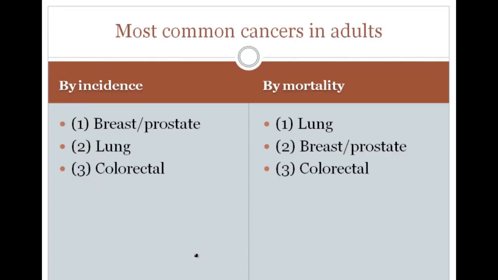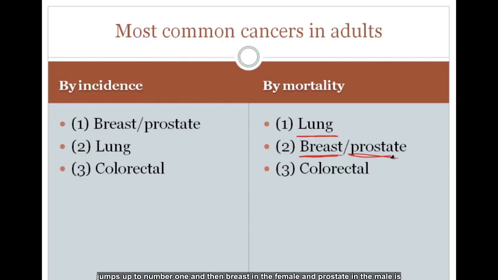So the three most common cancers in adults by incidence are, number one, breast or prostate, obviously breast in a female and prostate in a male. Number two, lung. That's the second most common cancer by incidence. And number three, colorectal. So these are the most common cancers by incidence. Now, if we were to look at this list by mortality, by those cancers that actually cause death, then lung jumps up to number one, and then breast in the female and prostate in the male is number two.